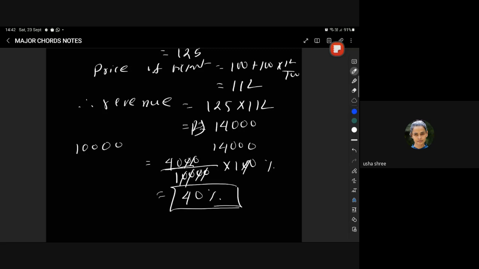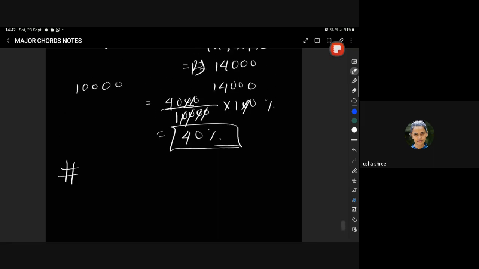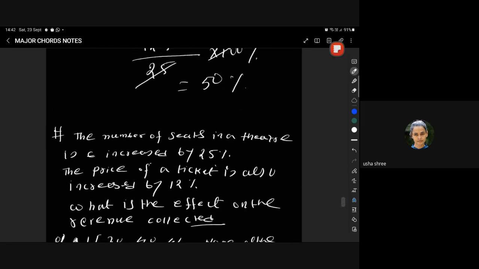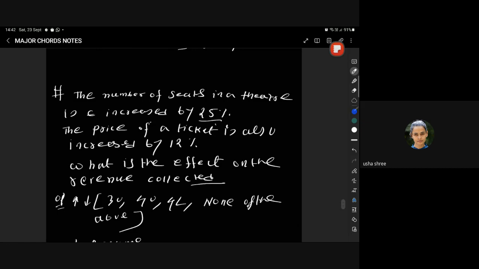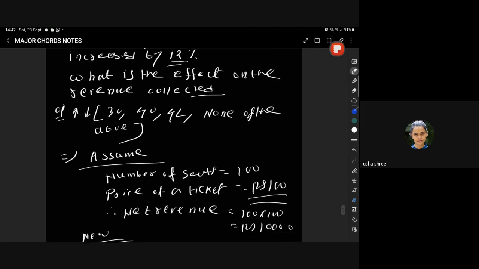Now procedure number 2. Another procedure. That day we told you that if there is a successive increase or decrease in the price or in the discount or anything, then you can use a formula. Ultimately, this is reflecting in your revenue only. This 25% increase in seats, this 12% increase in ticket price, ultimately this will get reflected in the revenue only.